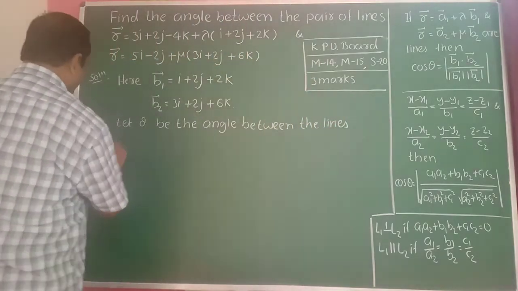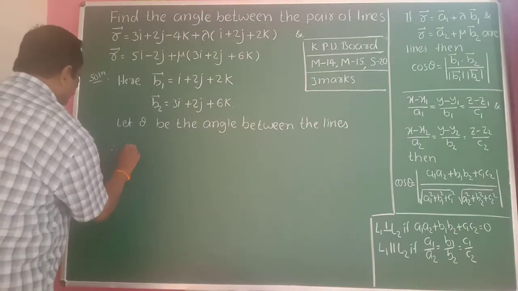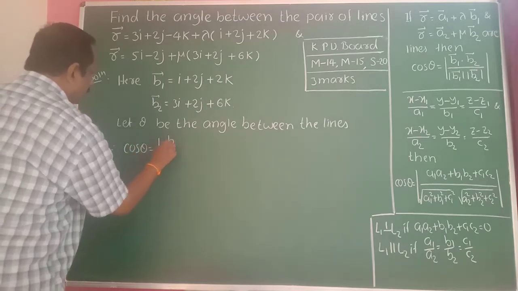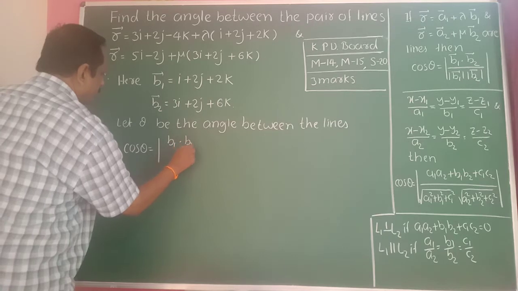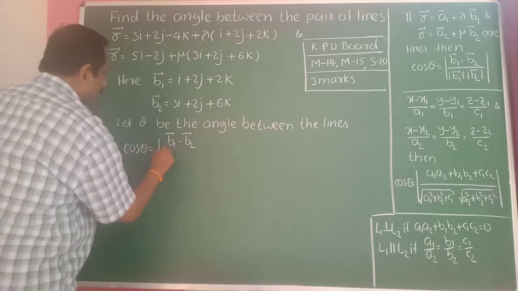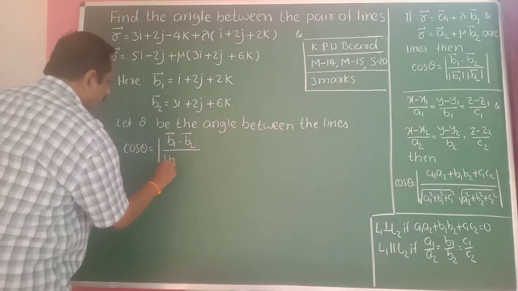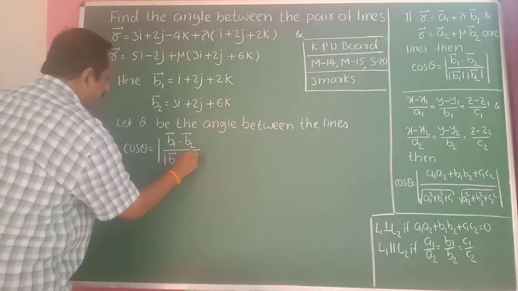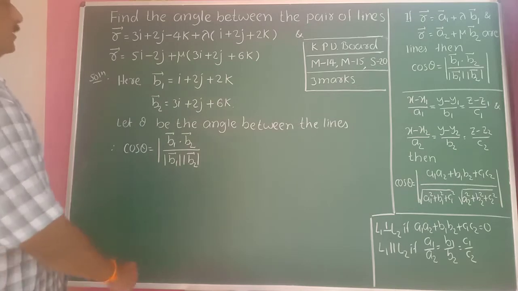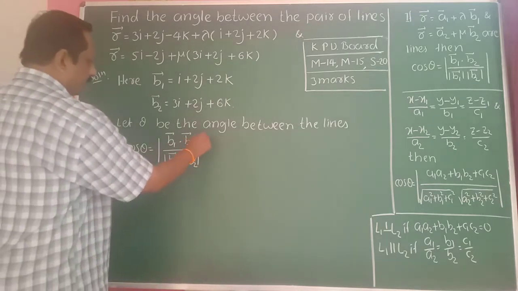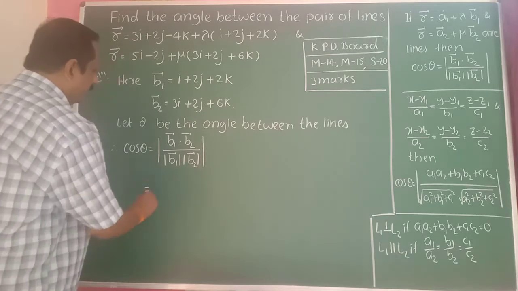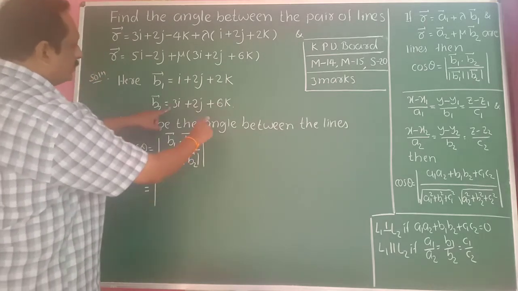Okay. Therefore, cos theta is equal to modulus of b1 dot b2 divided by modulus of b1 into modulus of b2 here. So this is the formula here. Okay. Then b1 dot b2 means it's a dot product here.